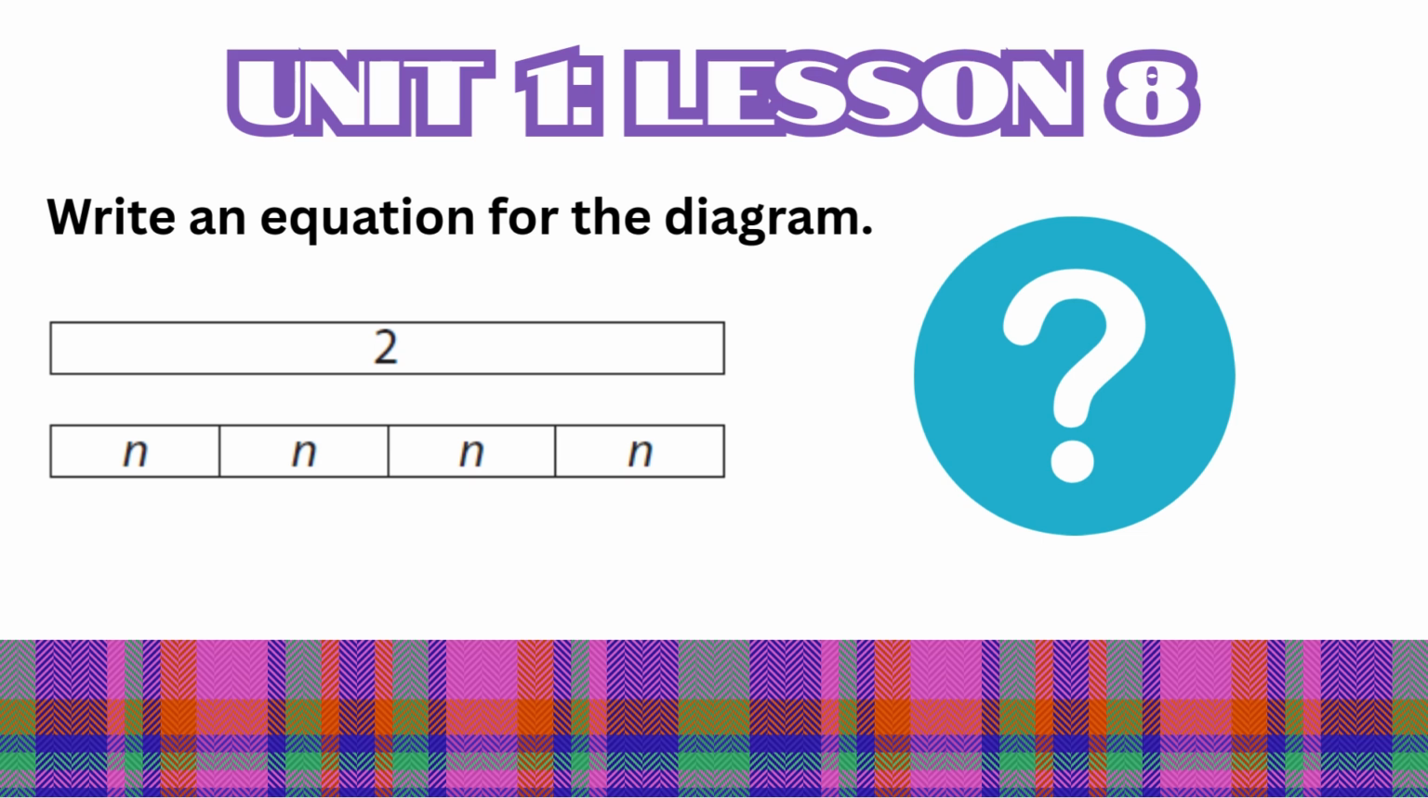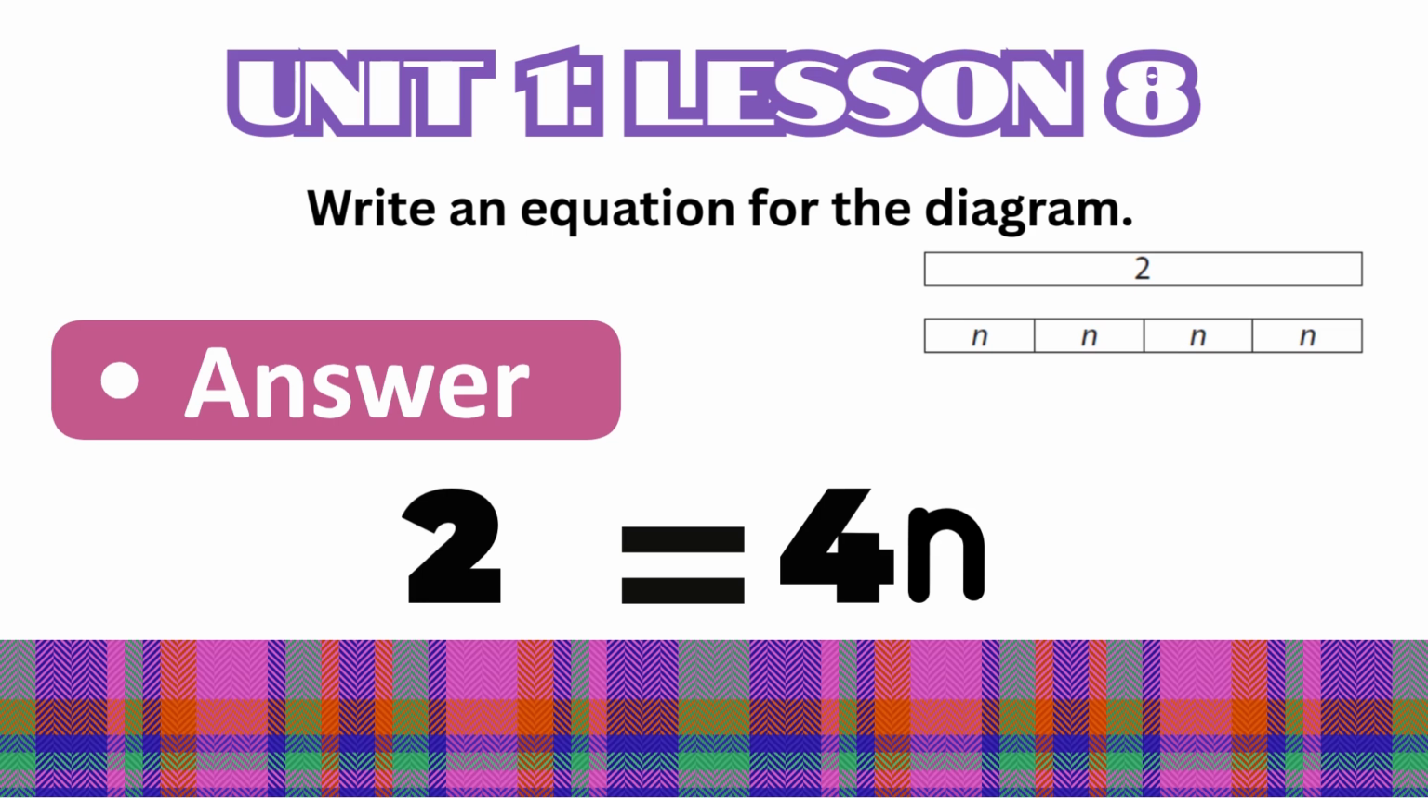Looking at this picture, it shows you a paper strip of length 2 on one side and an equal length paper strip divided into 4 equal parts labeled n below it. The equation for this diagram would be 2 equals 4n. This means that 2 equals 4 times the value of n, or that n equals 2 divided by 4, which is 0.5.